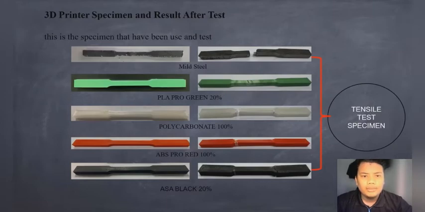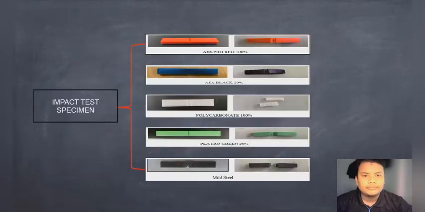3D printed specimens and results after the test. This is the specimen that has been used for the test. This is the tensile test specimen. Mild steel, PLA Pro Green 20%, polycarbonate 100%, ABS Pro Red 100% and ASA Black 20%. And this is the impact test specimen.